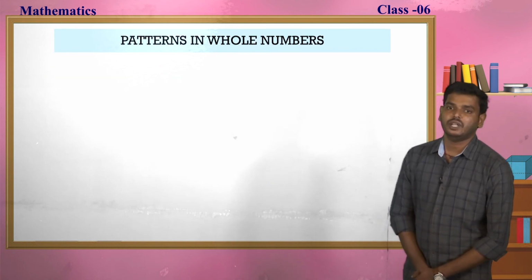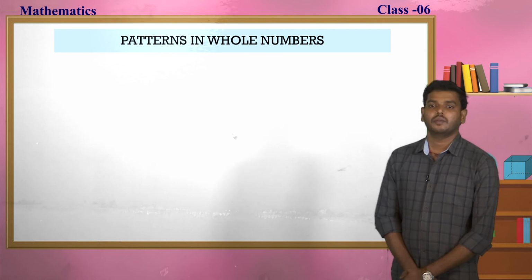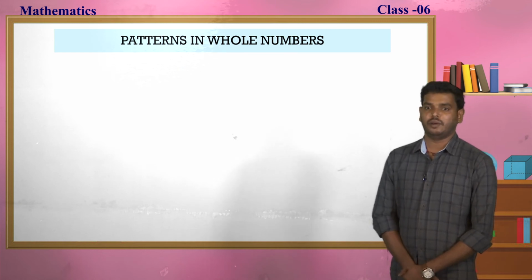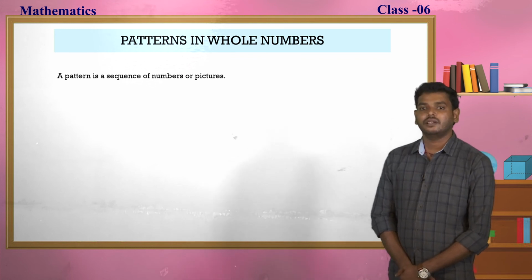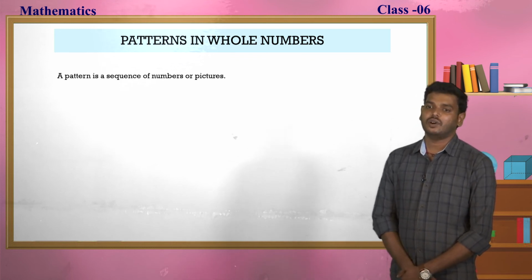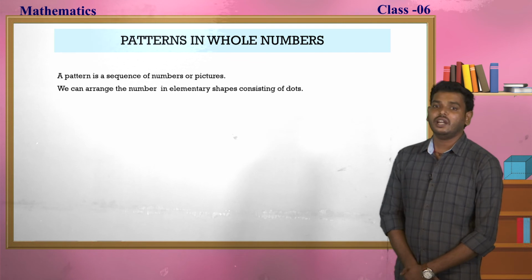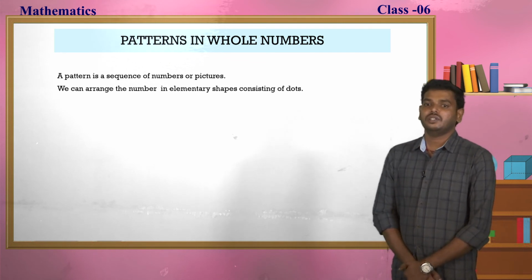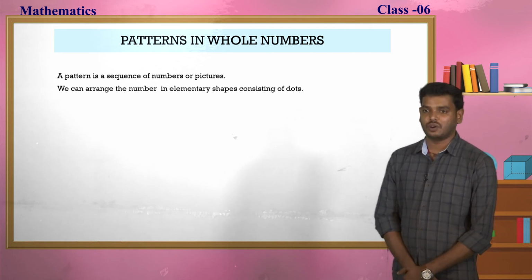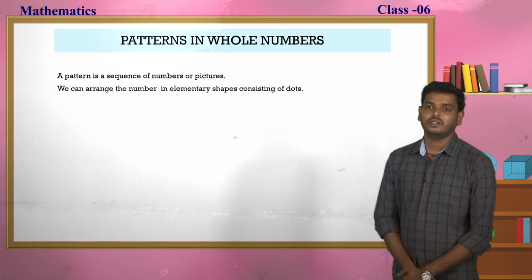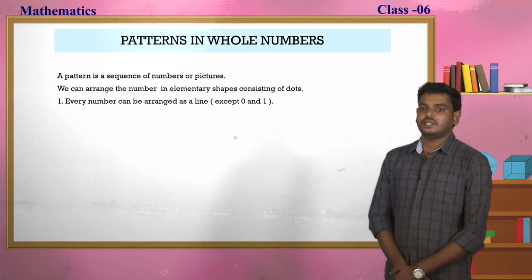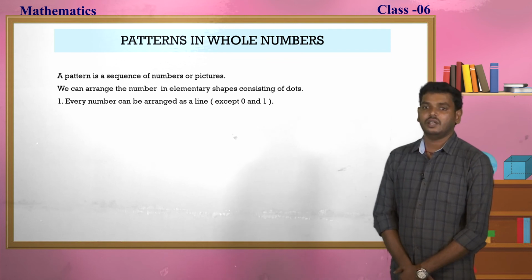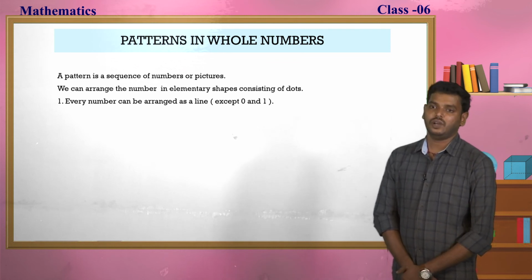Next we will move to the next concept, that is patterns in whole numbers. What do you mean by patterns? A pattern is a sequence of numbers or pictures. We can arrange the numbers in elementary shapes consisting of dots. That is what we mean by patterns. Every number can be arranged as a line. Yes, of course, except 0 and 1, that you already know.